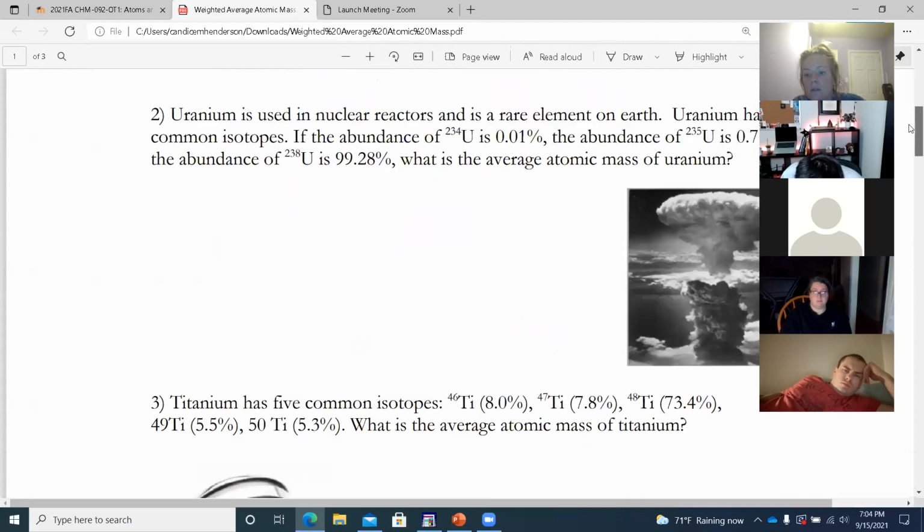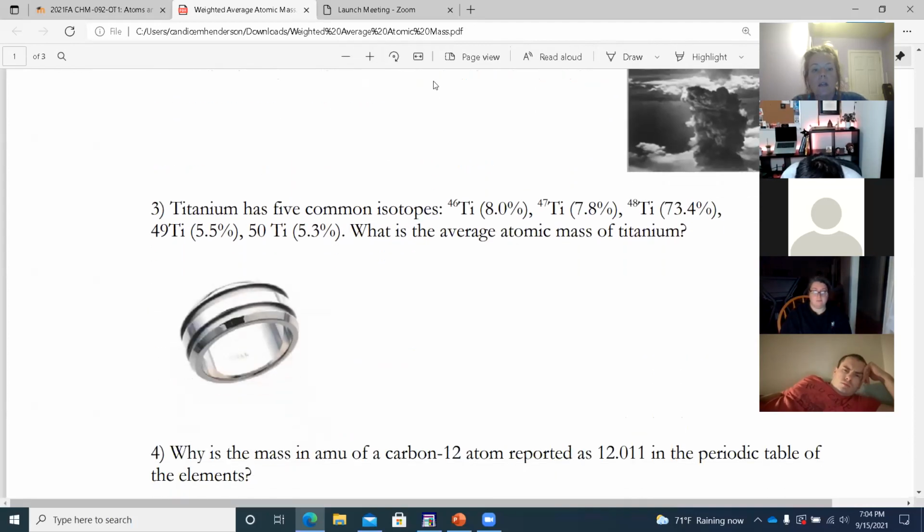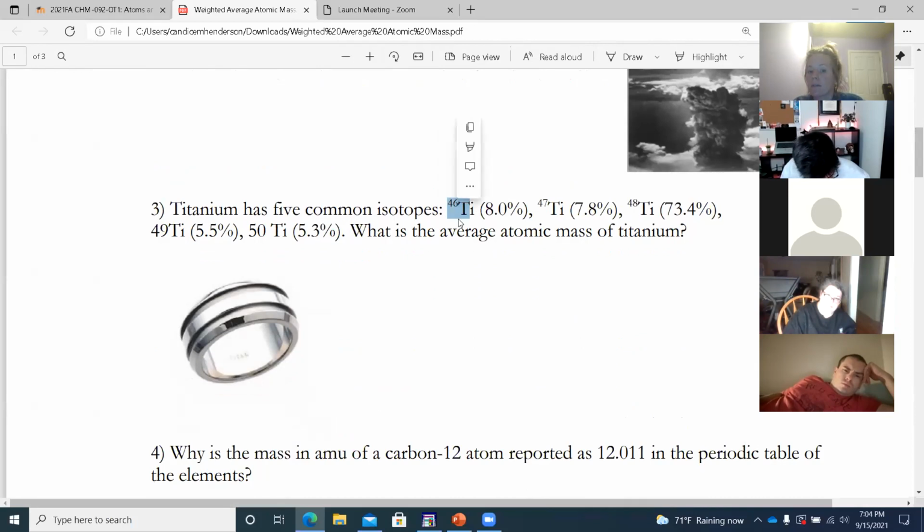So just to test you, let's do the one with titanium. Titanium has 5 isotopes, so you get to do 5 of these. This doesn't give a more detailed version of the mass. So for titanium 46, you can just use 46 as your mass, right? You don't have to use any sort of decimal number.